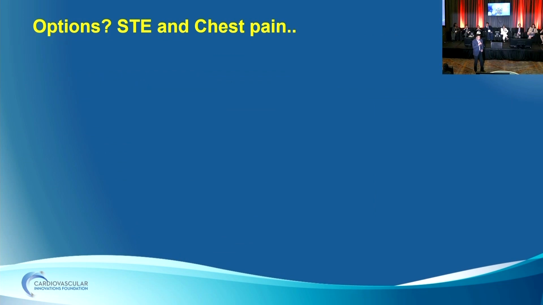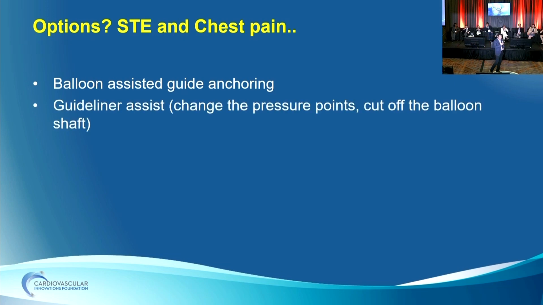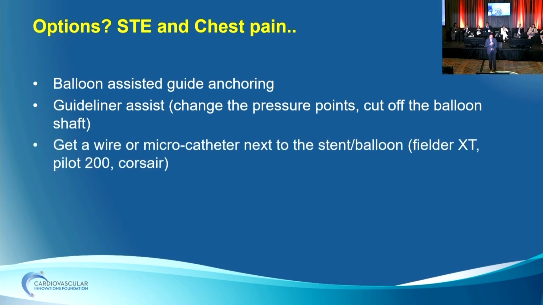And so our options are, again, balloon-assisted guide anchoring. You can actually blow up a balloon in the guide next to the balloon to give yourself a little more support. Guide liner assist, as was mentioned, cutting the back end off the balloon and advancing a guide liner or a Guidezilla of the appropriate diameter to change the pressure point. Where you're pulling from gets changed tremendously.